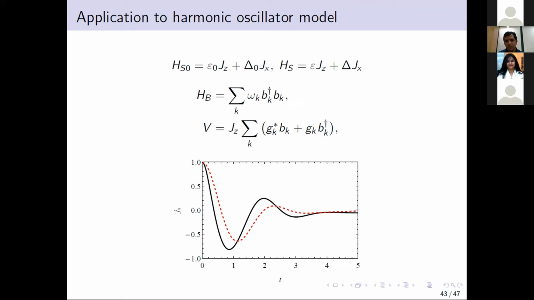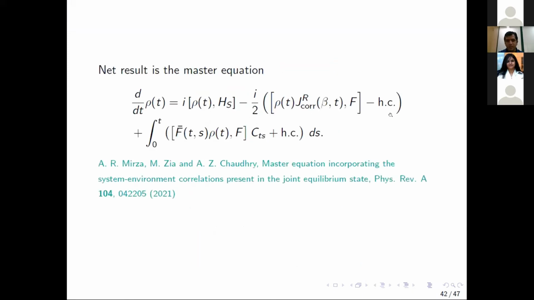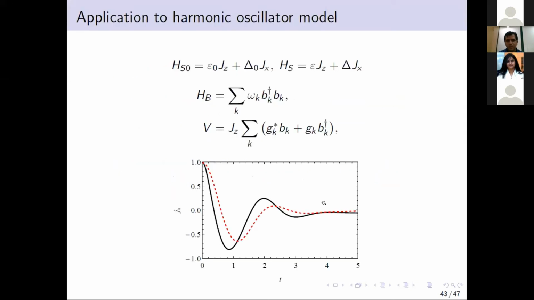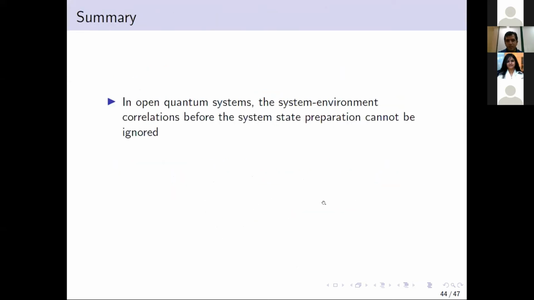So even in the weak coupling regime, to second order in the system environment coupling strength, the initial correlations do play a role. I must emphasize that this term is to second order in the system environment coupling strength. This term is also to second order in the system environment coupling strength. You can see the whole derivation in this paper, so I'm not going to do that. And essentially, just to conclude, the system environment correlations before the system state preparation cannot be ignored in general, as has usually been done until now.